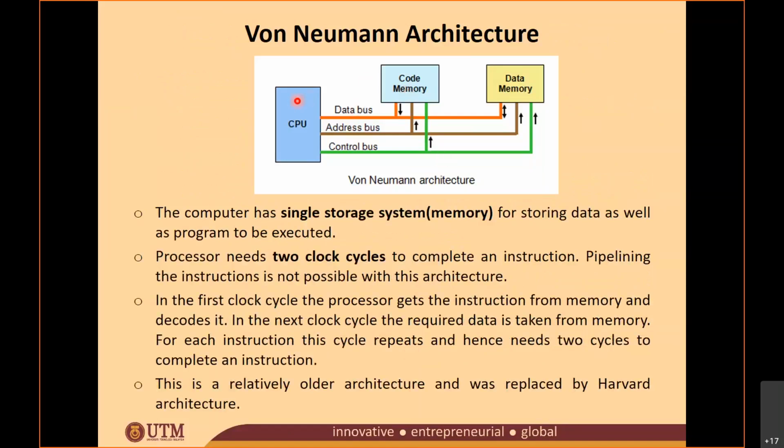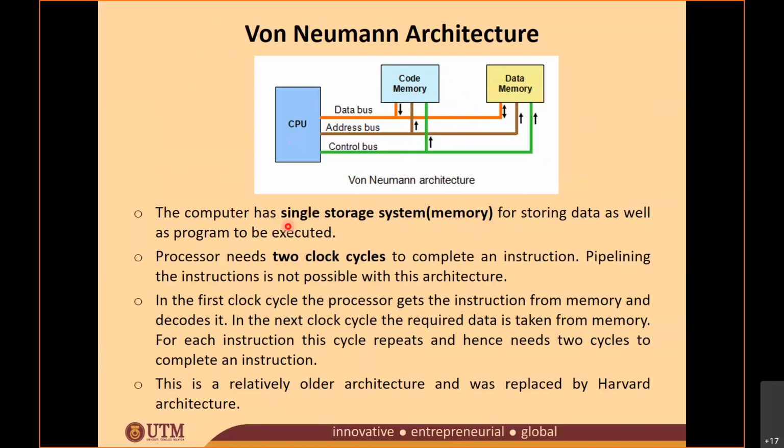If you can see it, you have a CPU and the code memory. The code memory is where you save the program, and this is the data memory. In this von Neumann architecture, the buses are shared among the code memory and data memory. So the computer has a single storage system, memory, for storing data as well as the program to be executed, because you don't have separate storage.